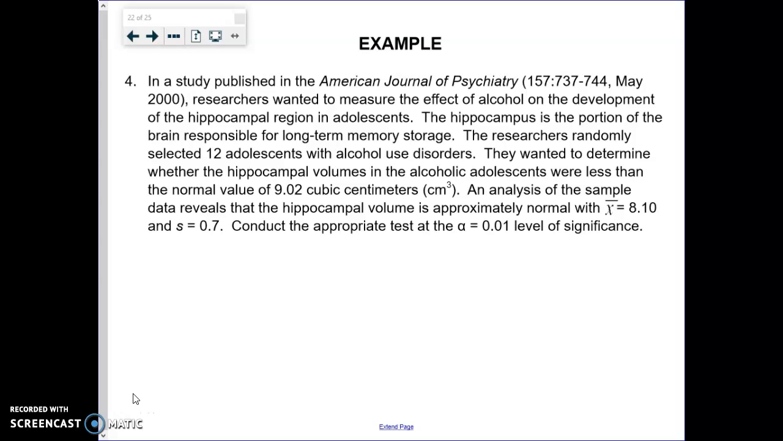Right, ladies and gentlemen, let's look at the first, this is number 4, but it's actually the first full hypothesis testing problem we're going to do. So I'm going to have you pause the video and just read through this, make note of any information you may need and so forth, and then we'll go from there and then restart the video.